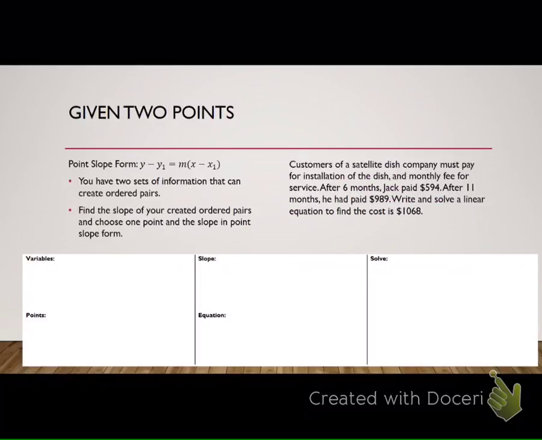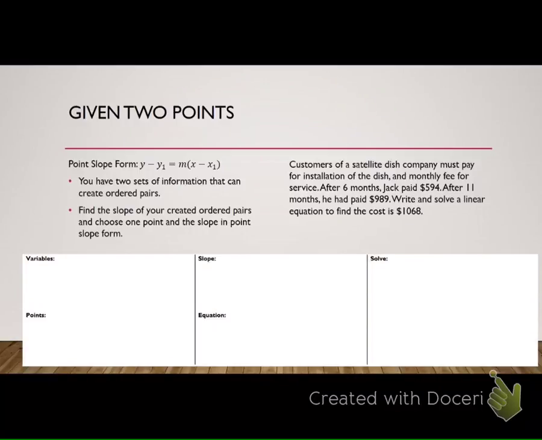Is this your next slide, given 2 points? Yeah. All right. So given 2 points, you're still going to use point slope form. Because remember, unless one of your points is the initial cost or the y-intercept, you could use slope-intercept form. But for the most part, you're going to be doing point slope form. So you have 2 sets of information that can be created into ordered pairs, and then you can find the slope using your 2 points.